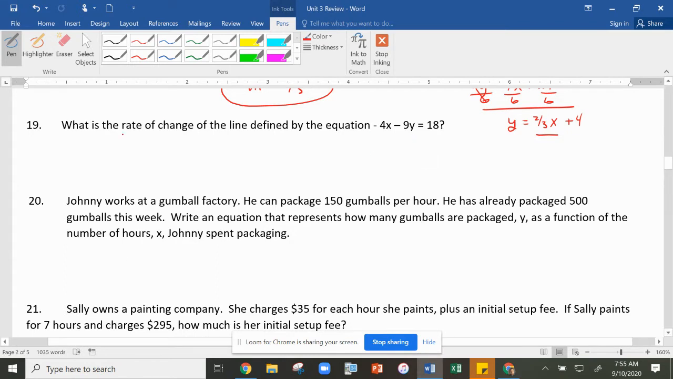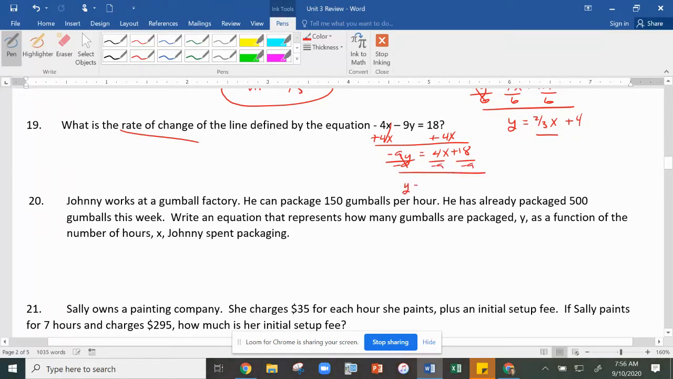Okay, same thing on this. I want to know the rate of change. That's the same thing as slope. And so I'm going to get rid of the x first. Bring down the -9y. These don't go together. And so we have 4x plus 18. Then we divide everybody by -9.